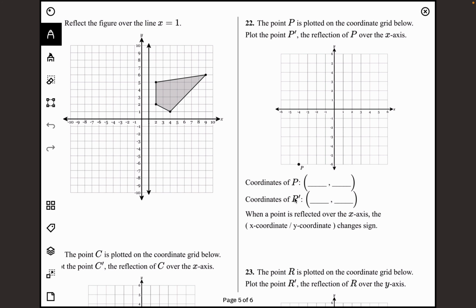Okay, look at 22. This says point P is plotted on the coordinate grid below. Plot point P, the reflection over the x-axis. So my point is right here. If I look at this point, the coordinates of P are negative 4, negative 6. It wants me to cross the x-axis. So what are my new coordinates going to be? Because just the y changes. So then it says when a point is reflective of the x-axis, what changes? The y. Okay? There.